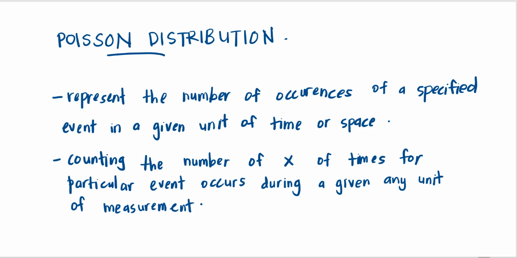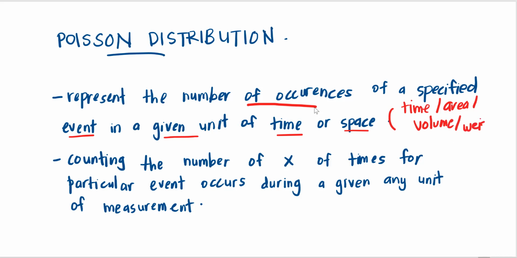Okay, now we proceed to the Poisson distribution. What is the Poisson distribution? The Poisson distribution represents the number of occurrences of a specified event in a given unit of time or space. It can be a specified event in a given time, area, volume, week, or distance.